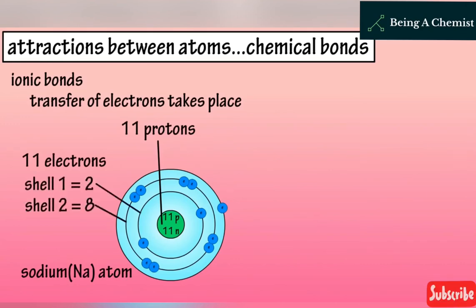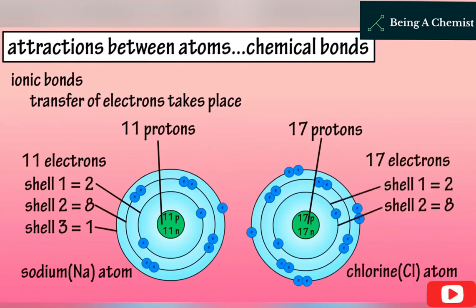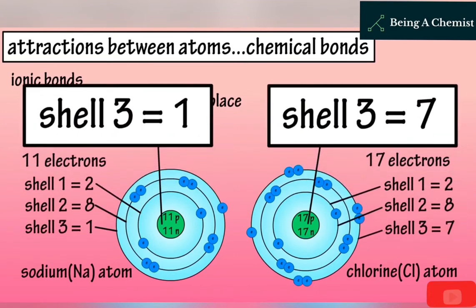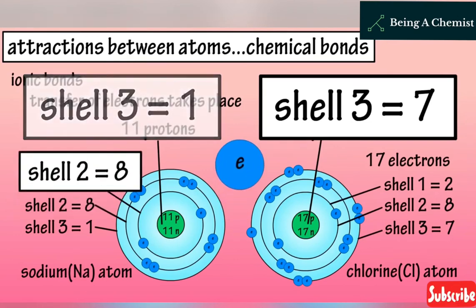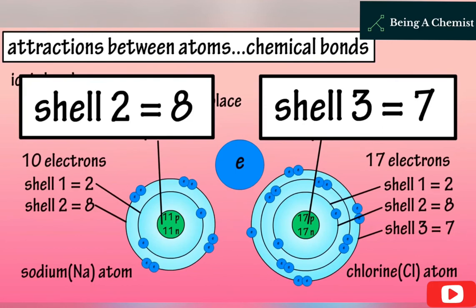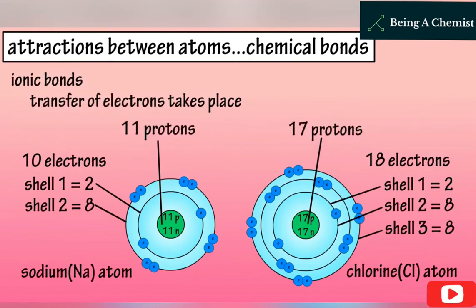As you can see, in the first shell there are 2 electrons, in the second shell 8, and the third shell has 1 electron. Here is the chlorine atom, and the atomic number of chlorine is 17, so it has 17 protons and 17 electrons. The first shell has 2 electrons, the second shell has 8 electrons, while the third shell has 7 electrons. Sodium has 1 electron in its outermost shell and chlorine has 7 in its outermost shell. So this 1 electron will be transferred to chlorine, as a result of which shell 3, that is the outermost shell, will have 8 electrons.